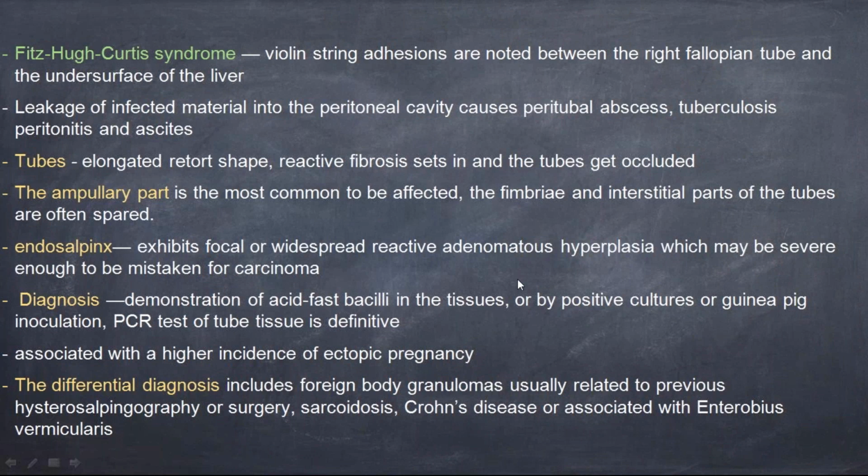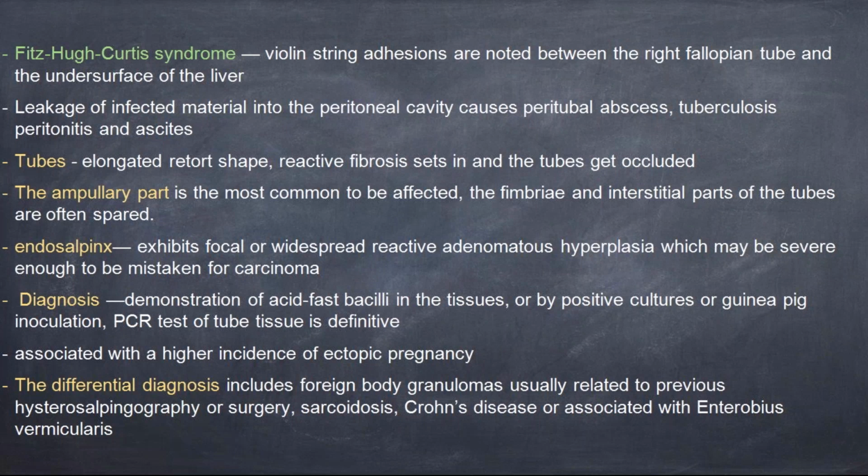So how do you diagnose TB of the fallopian tube, involvement of tuberculosis in the fallopian tube? You should demonstrate acid-fast bacilli in the tissues by positive cultures or guinea pig inoculation, or a PCR test of the tube tissue is also definitive. So if there is TB in your fallopian tubes, there is a higher chance the patient may develop ectopic pregnancy. Why ectopic pregnancy? Because the tube is damaged.